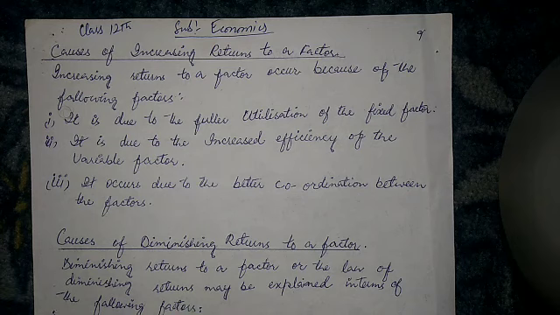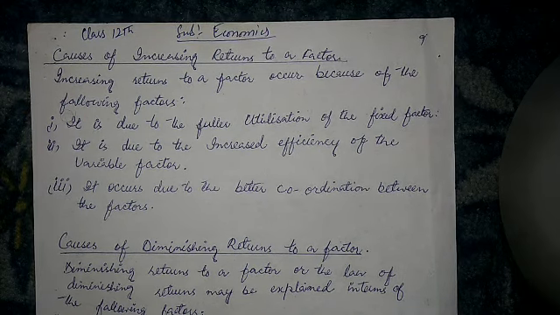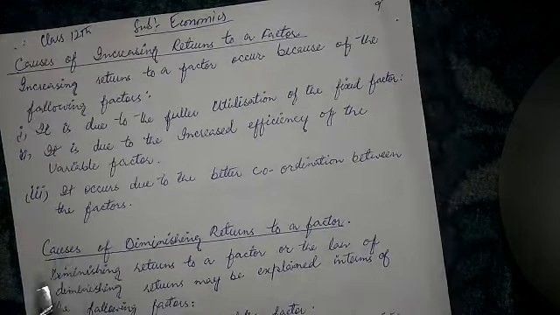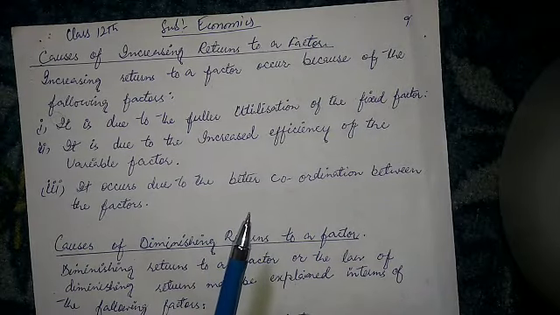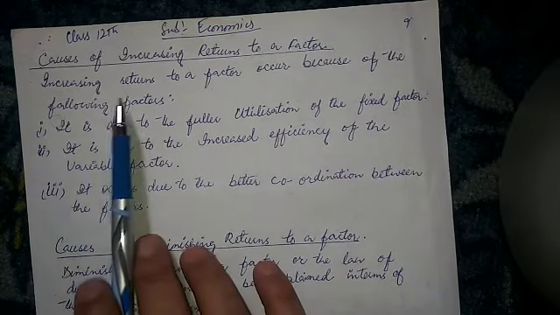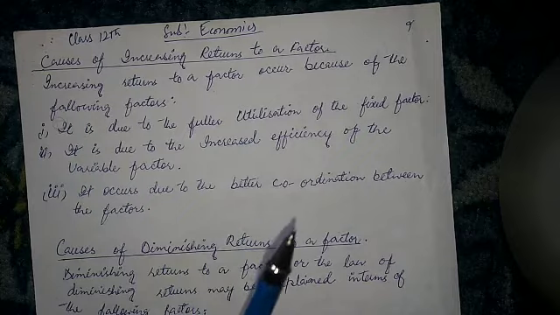Our today's topic is the cause of increasing returns to a factor and the cause of decreasing returns to a factor. Dear students, we have discussed in our earlier topic the law of variable proportions or the law of diminishing returns. Now we will discuss the cause of increasing returns to a factor. Increasing returns to a factor occur because of the following reasons.